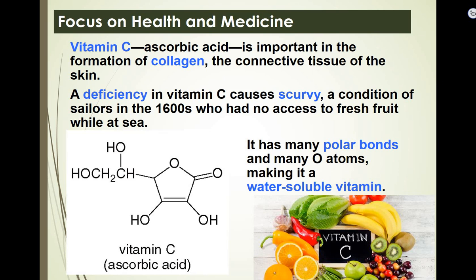Vitamin C is very important for collagen, which is a connective tissue. As you get older, you lose a lot of the collagen. Deficiency in it causes scurvy, a condition that used to afflict sailors because they had no access to fresh fruit at sea. It does have very many polar bonds, and therefore it makes it water soluble, like I was telling you. And it does come from fresh fruits.